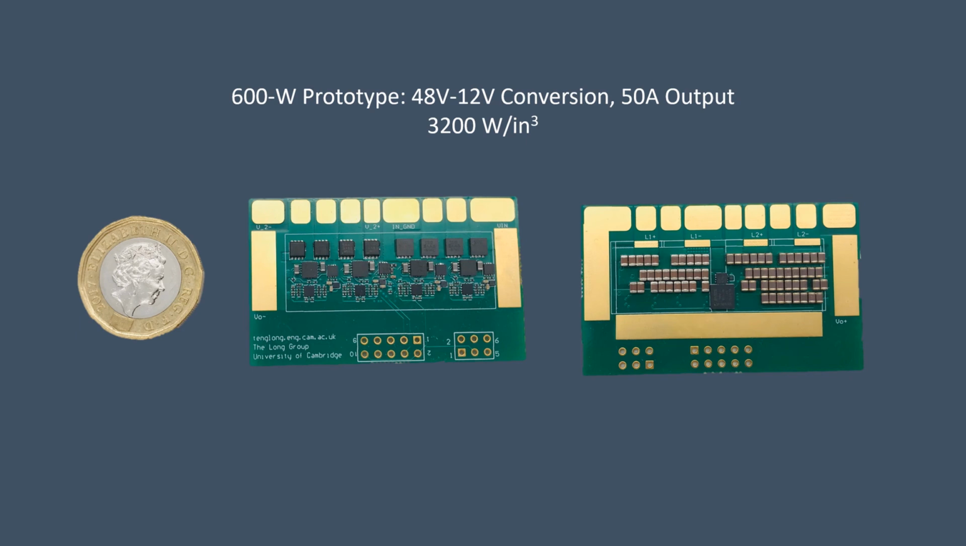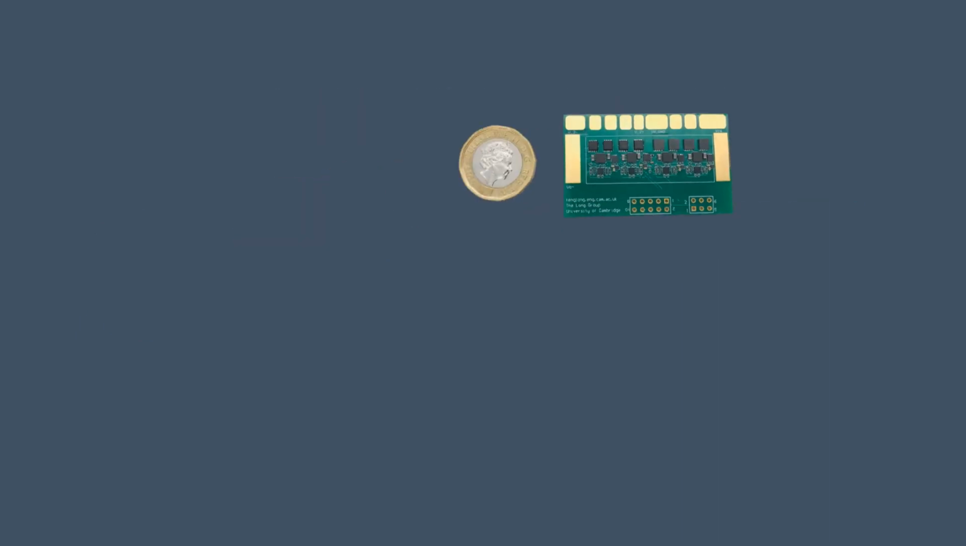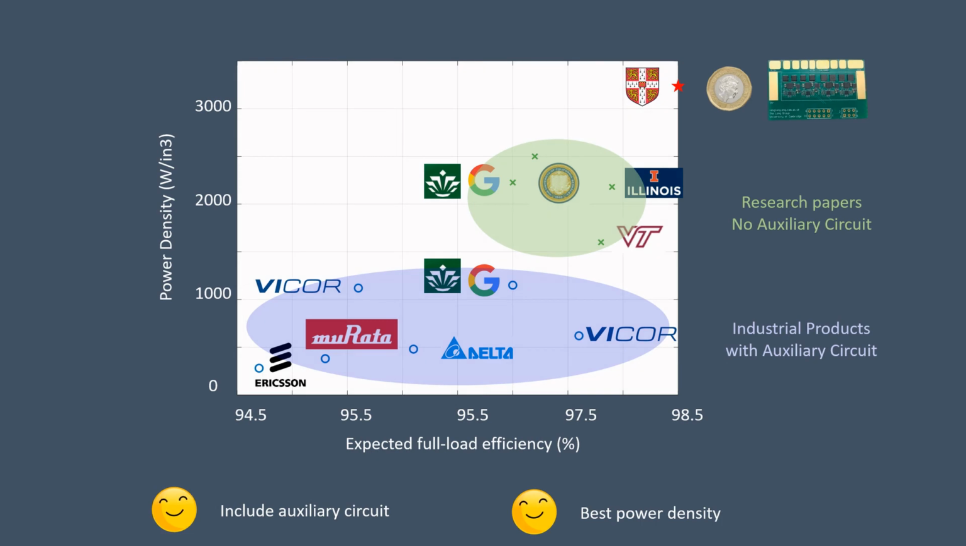Photo tells us that our SAC converter is very small, and here is a more comprehensive comparison. This figure includes both the industrial products in the purple region and research papers in the green region. The industrial products are mature and have the auxiliary circuits. The research papers can achieve better power density, but the auxiliary circuits are not included when calculating the power density.